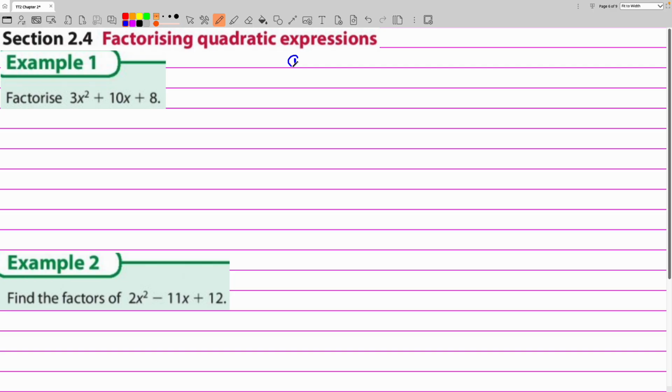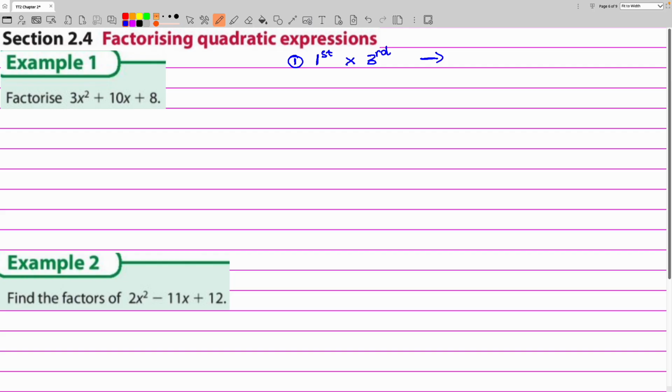Line number 1 is multiply the first number by the third number, and you must always make sure the quadratic is written in quadratic form. This is called a quadratic expression. Can you see we've got an x squared and then an x and then a number? Now, write down that instruction, and what we're going to do over here is follow the instruction.